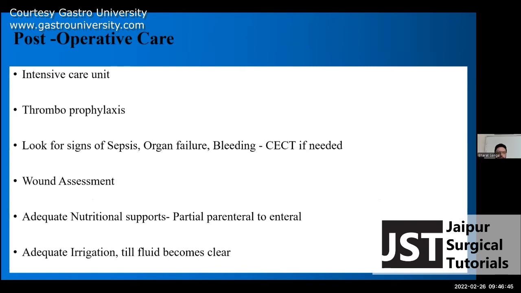Now, very importantly, these patients require intensive post-operative care in the ICU with proper thromboprophylaxis, vigilant routine monitoring for signs of sepsis, any new onset organ failure, any bleeding. And depending on these, a CT might be required. And if an undrained collection is noted, the patient might undergo a repeated VARD or a repeated drainage every 2 to 3 days, repeated assessment of the wound, and nutritional support, be it partial parenteral and enteral, but preferably an enteral option is preferred. And adequate irrigation till the fluid becomes clear is done post-operatively.